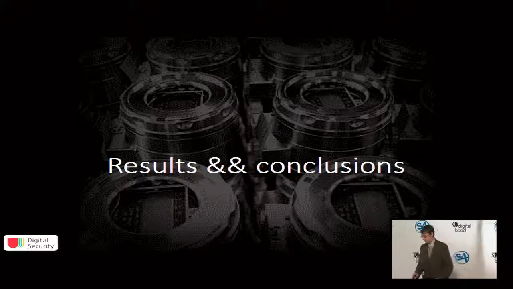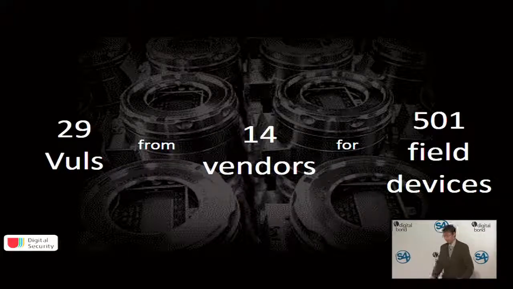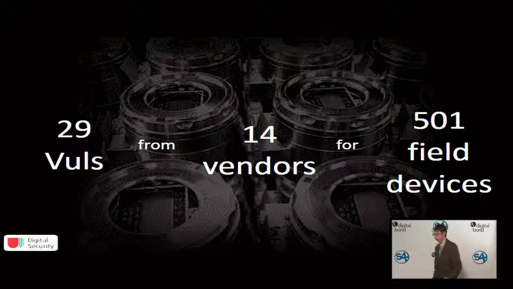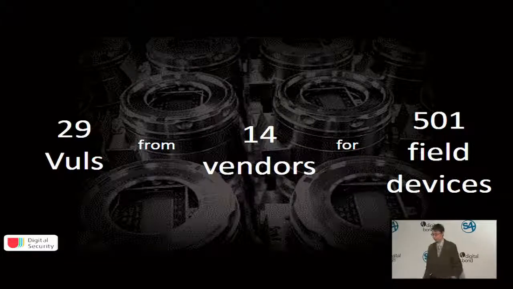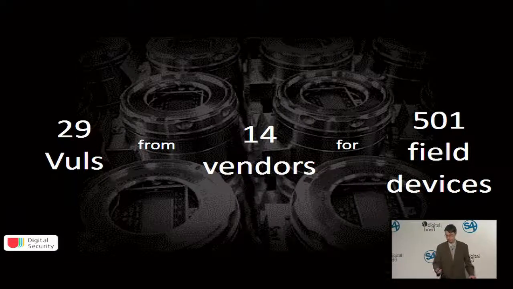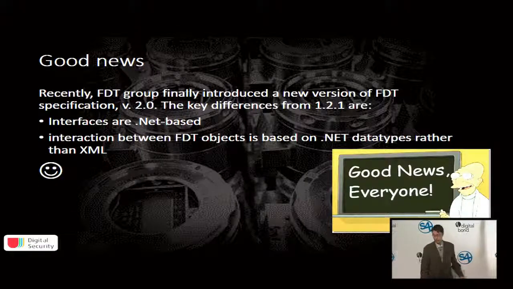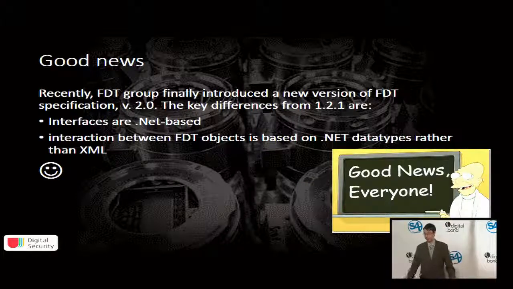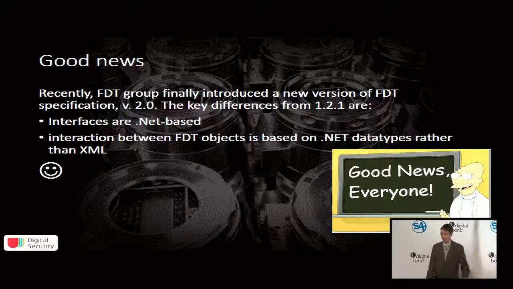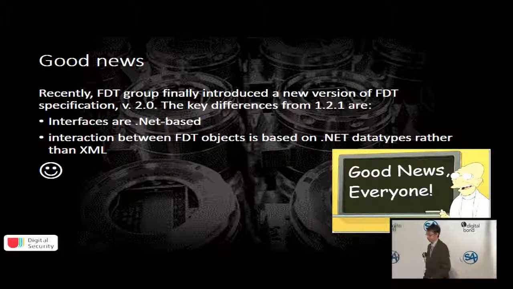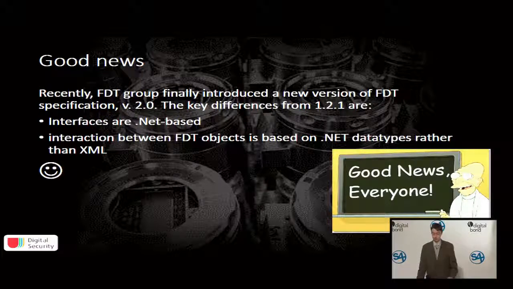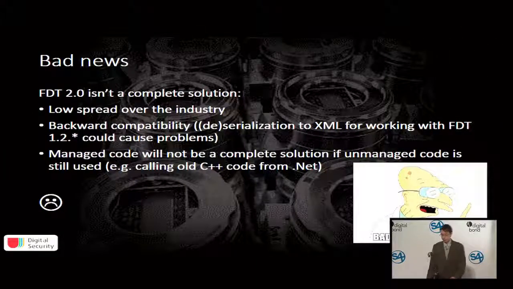And some results. I'm finishing. We have found 29 vulnerabilities from 14 vendors for 501 field devices. I have some good news. Recently, the FDT Group finally introduced a new version of the FDT specification. The key differences of the 2.1 specification from the previous specification are .NET-based interfaces, and the fact that interaction between FDT objects is based on .NET data types rather than XML. This is really good. But I have bad news also.